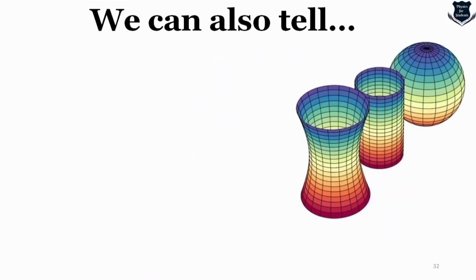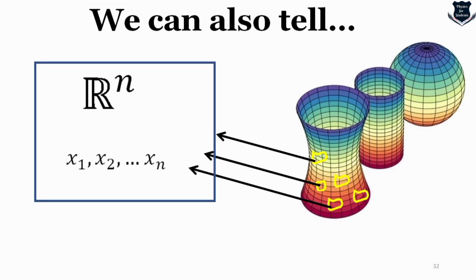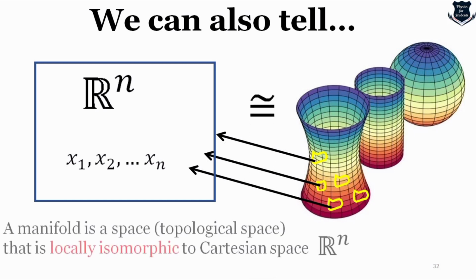What we can also tell is that given this kind of figure and given these yellow boxes, which are these Euclidean spaces, if we map them, then what we get is Rn, where the real numbers vary from x1 to xn, and this is what we call a manifold: a space which is locally isomorphic to a Cartesian space, Rn. So this gives you a very basic intuitive visual understanding that if we divide them into small little parts, it is locally isomorphic to a Cartesian space.